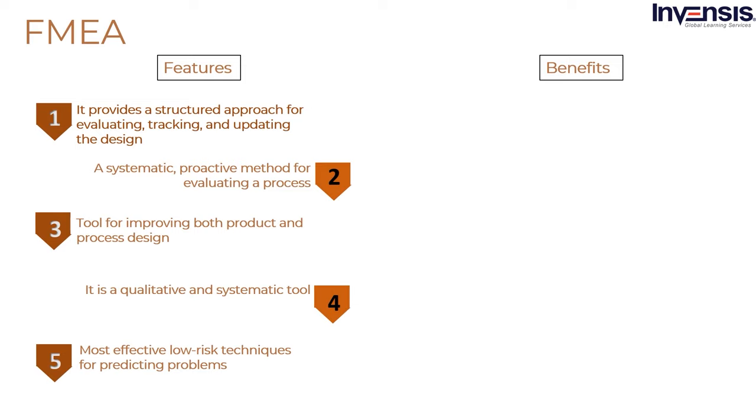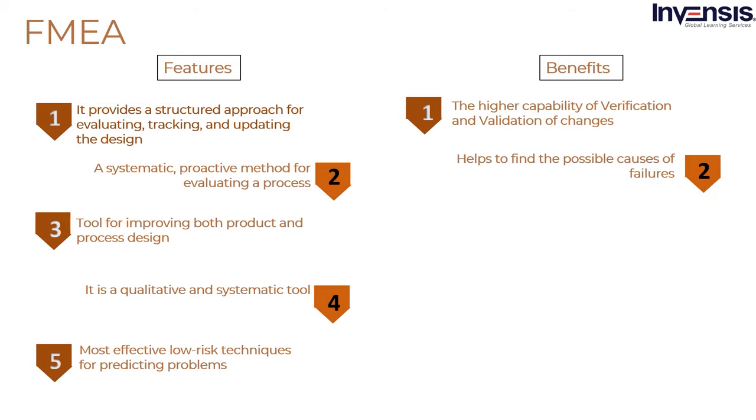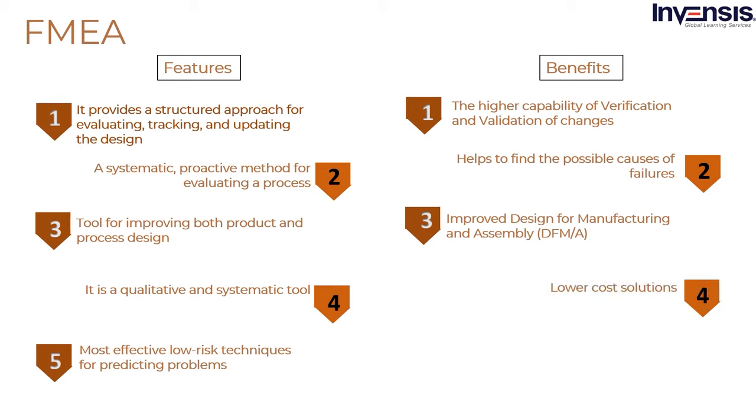The purpose of the FMEA is to take actions to eliminate or reduce failures, starting with the highest priority ones. FMEA has the higher capability of verification and validation of changes. It also helps to find the possible causes of failures. It can also be used in improved design for manufacturing and assembly, DFM/A. Also, it has lower-cost solutions that easily help to document and identify where in a process the failure lies.